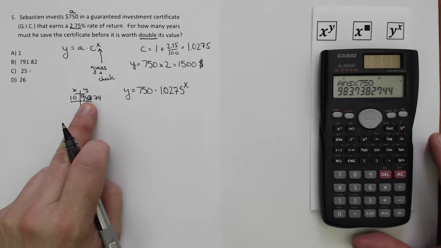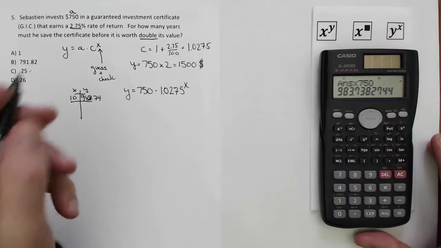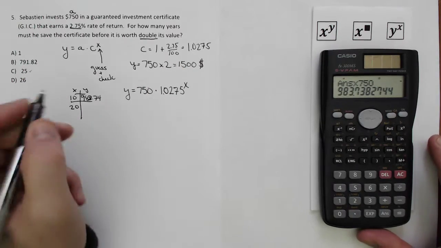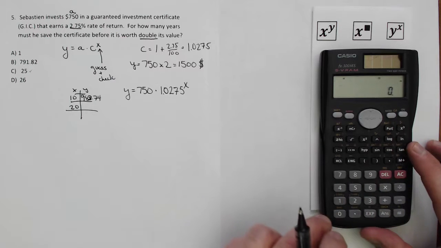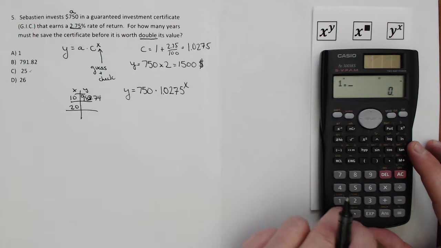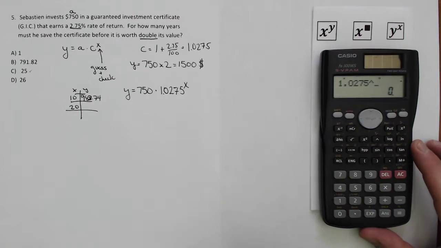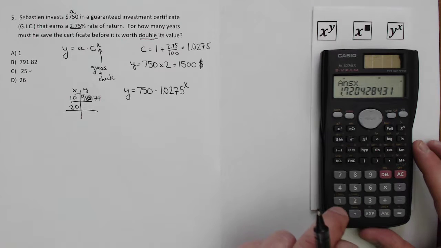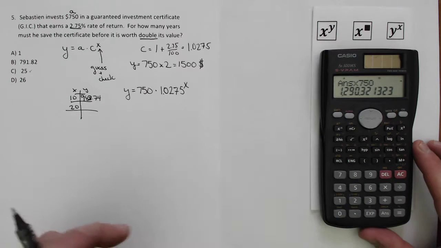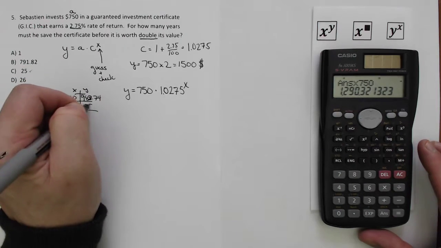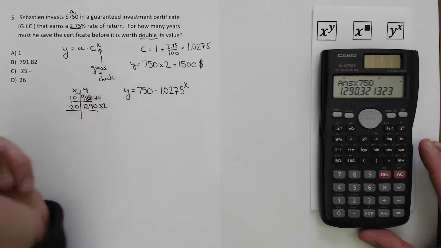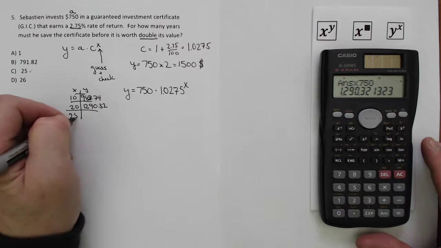So not even close yet. We've got to get up to 1,500. So let's try 20 and see where we go there. 1.0275, one of these buttons, or your chapeau, your little hat, 20 is equal to that, times, and I get $1,290.32. So I'm getting closer. Let's try 25.